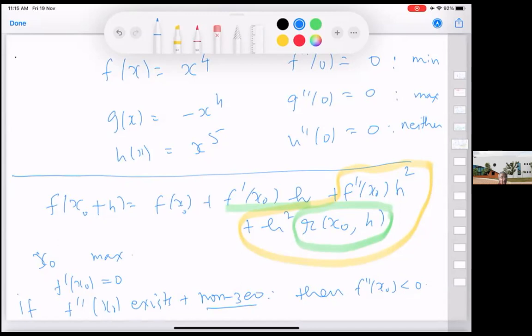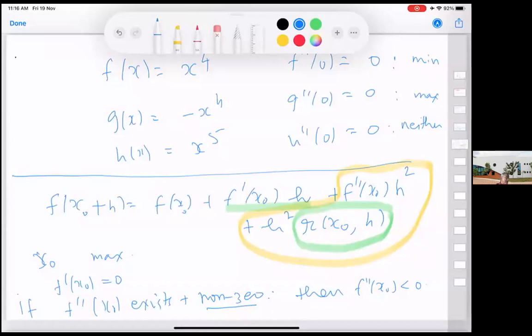And where does this argument fail? If f double dash x0 is 0, we know the argument fails. But where does it fail? Well, this can also be 0, and then R x0 h can be small, but it can be of the appropriate sign as required by a minimum or maximum of f at x0. So we get a contradiction to our assumption only when f double dash is not 0.